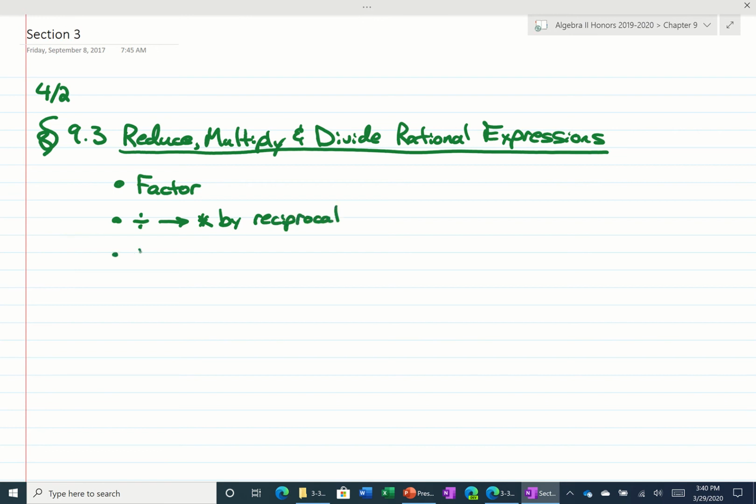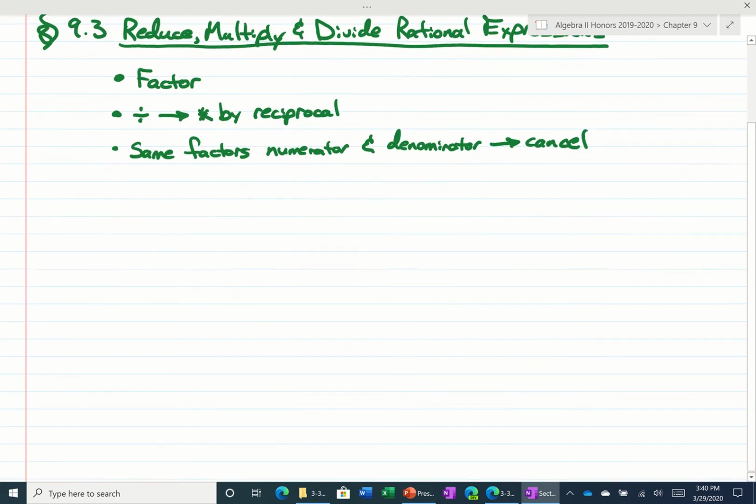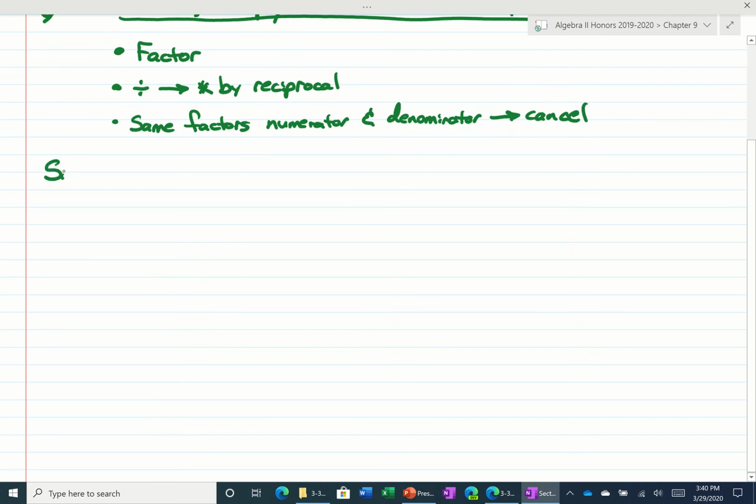Also, if we see the same factors in the numerator and denominator, we could cancel them. So these are all things that we know. Let's just get right into some of these problems. Directions for today are just going to be to simplify.